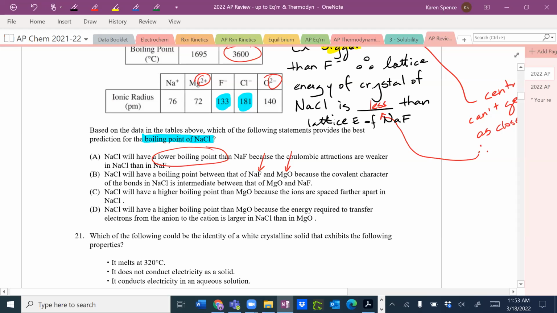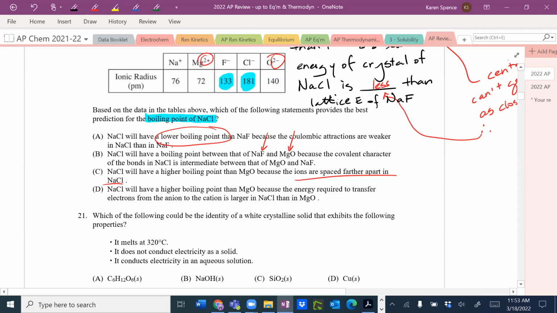Oh, no. If the ions are spaced farther apart in the NaCl, then it'll have a lower boiling point. What am I thinking? Okay, that confused me for a minute, but it does make sense. The ions in NaCl are further apart, and so that would mean they have a lower boiling point because they're not as close to one another. And yeah, NaCl will have a higher boiling point than MgO? No, the ions are bigger and they have less charge, so that's just nonsense. Okay, good.